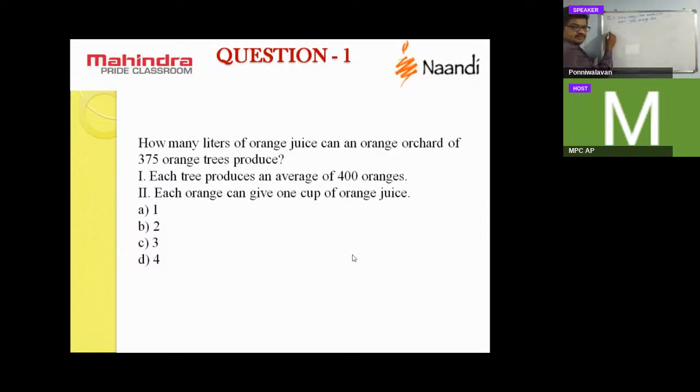What is statement 1? Each tree produces an average of 400 oranges. Second one: each orange can give 1 cup of orange juice. Just tell me the answer. How many statements are needed?